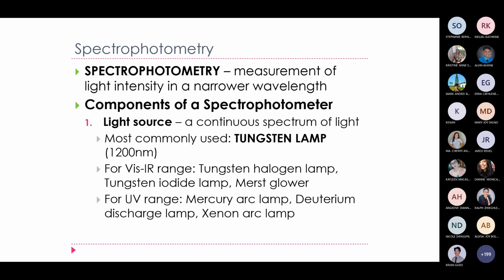Okay. For spectrophotometer, it is the measurement of light intensity in a narrower wavelength. So, review lang ulit tayo ng components ng spectro. So, the first one is the light source. From the word itself, it is the continuous spectrum of light, or this is the one providing polychromatic light.